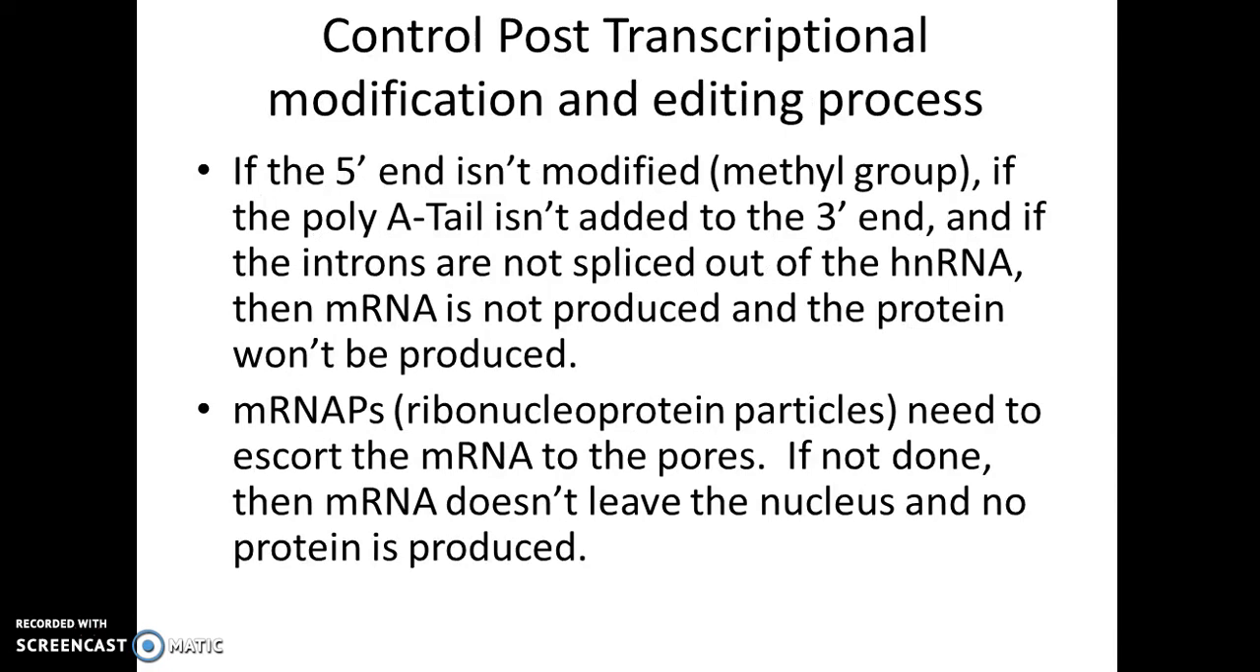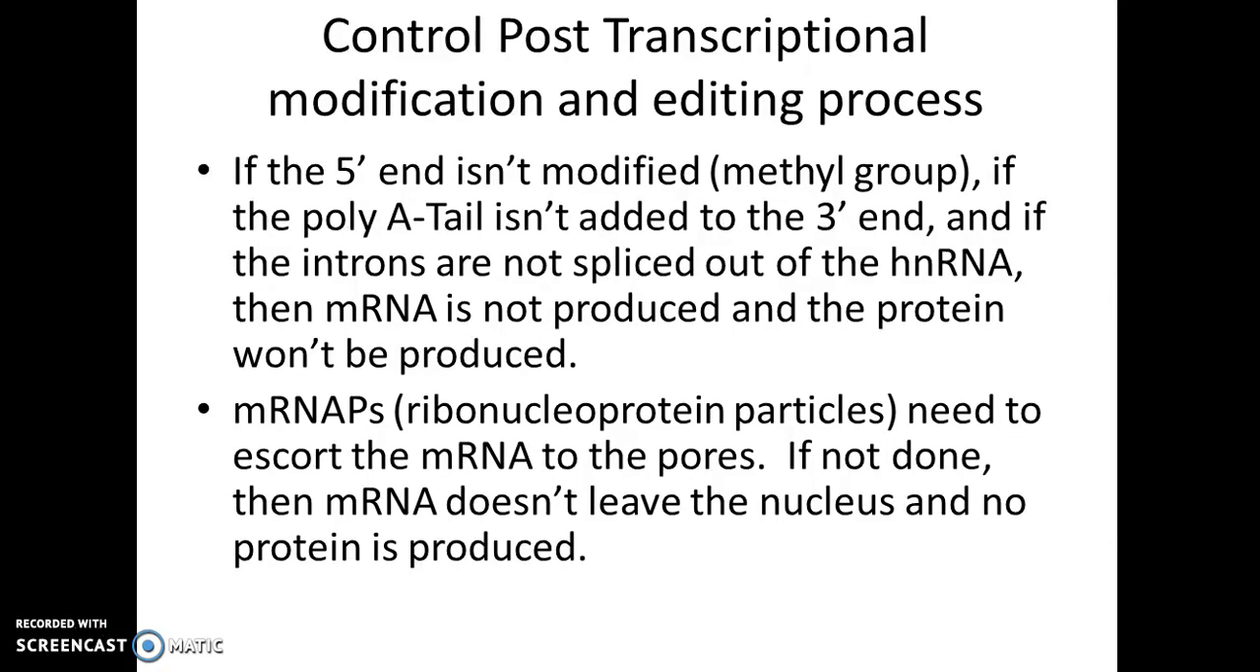How do you produce mRNA? Well, you need to modify the ends. So if the 5' end is not modified with the methylguanine cap, if the poly A tail is not added to the 3' end, and if the introns are not spliced out, you will not have the production of mRNA. And if there is no mRNA, it will not leave the nucleus, and it will not produce a protein. So those things have to happen.